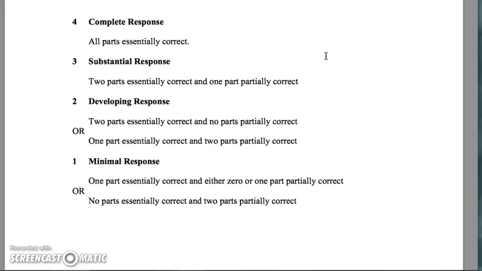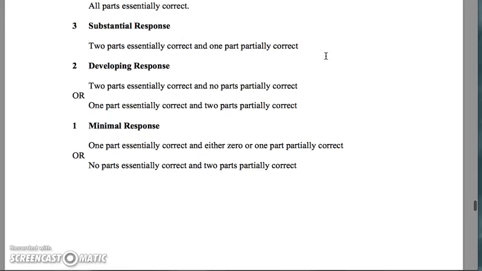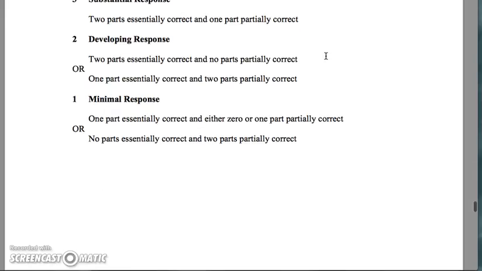4 points for complete response, which is all parts essentially correct. 3 points for substantial response, which is 2 parts essentially correct and 1 part partially correct. 2 points for developing response, which is considered 2 parts essentially correct and no parts partially correct, or 1 part essentially correct and 2 parts partially correct. And then minimum response, which is 1 part essentially correct and either 0 or 1 part partially correct, or no parts essentially correct and 2 parts partially correct.